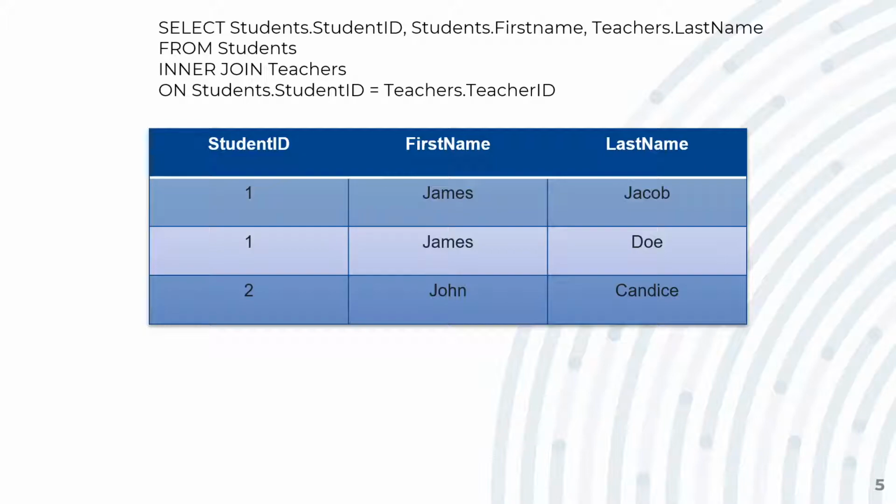Since we are selecting the student ID and the student's first name, we put 1, then James, then Jacob, as that is the last name of the teacher, and both of these people have ID of 1. Next, we put 1, then James, then Doe, because these three people also have ID of 1, and it's a different combination than the first row. Finally, we pair John and Candace with student ID 2, as those were the ones with ID 2.